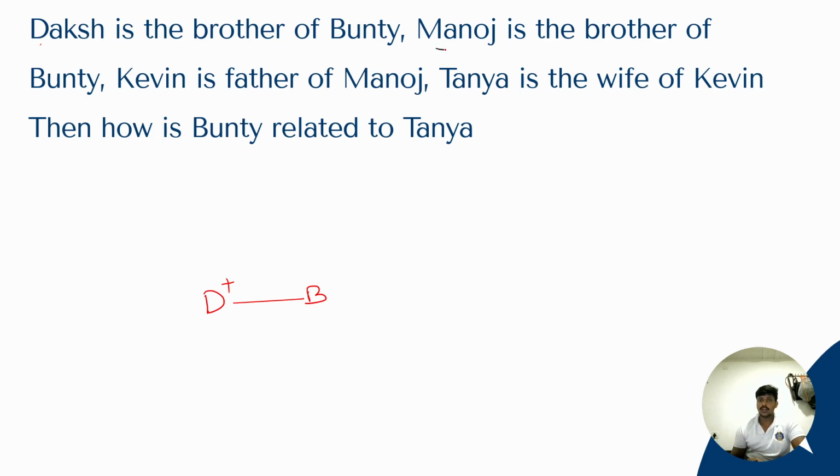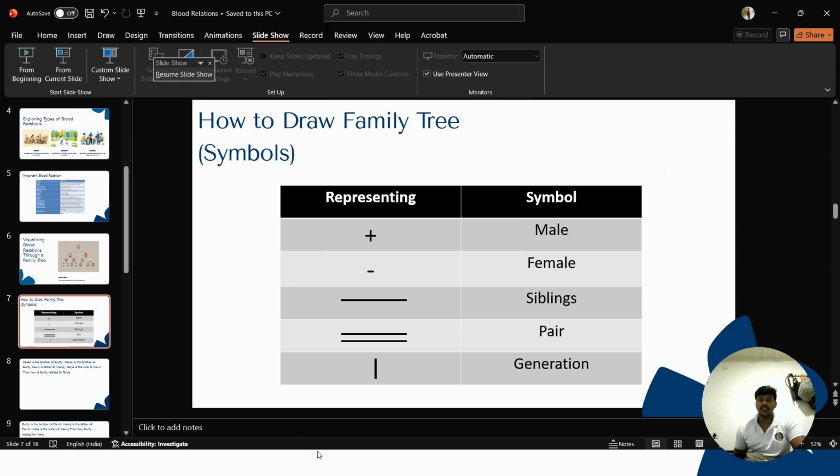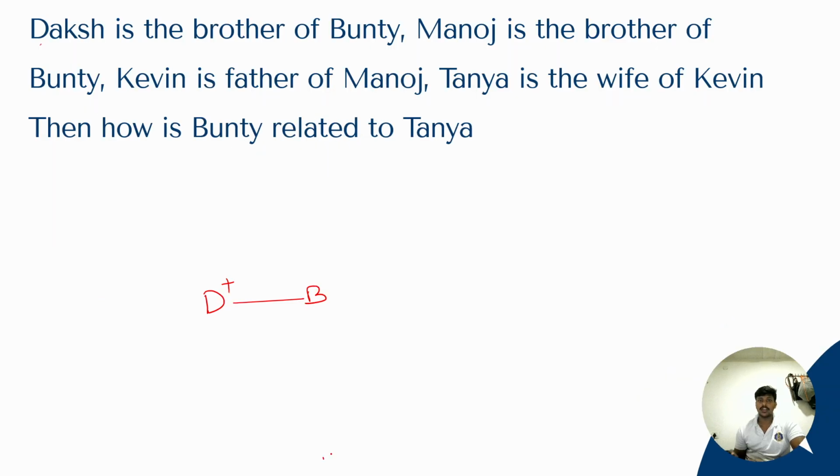Next, Manoj is, I told you, you should not assign the gender based on the name. That's why I'm not giving any gender to B. Next one, Manoj is brother of B. So Manoj is also brother of B. Done. K is the father of M. See, always you have to take a reference. You have to go up for fathers. So go one generation up and write K is the father of M.